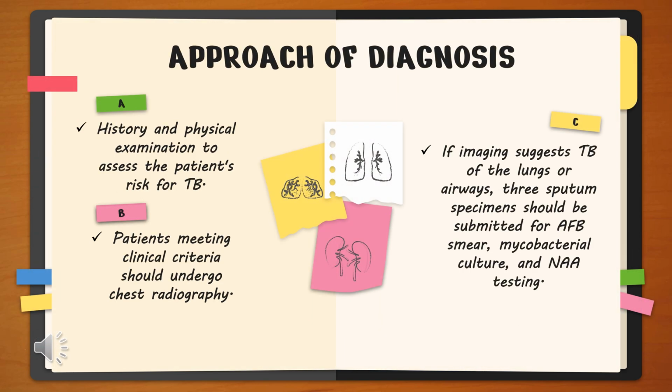The approach to diagnosis of tuberculosis begins with a history and physical examination to assess the patient's risk for TB. Patients meeting clinical criteria should undergo chest radiography if imaging suggests TB of the lungs or airways. Three sputum specimens obtained via cough or induction at least 8 hours apart, and including at least 1 early morning specimen, should be submitted for AFB smear, mycobacterial culture, and NAA testing.